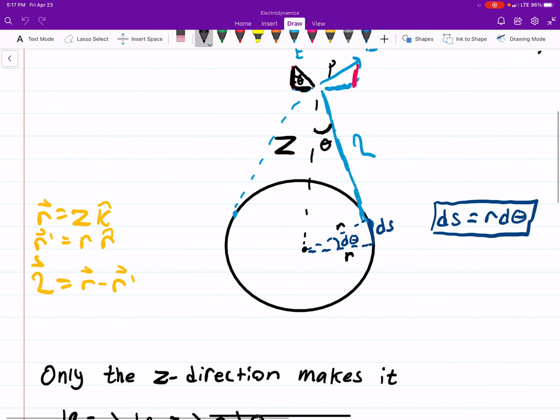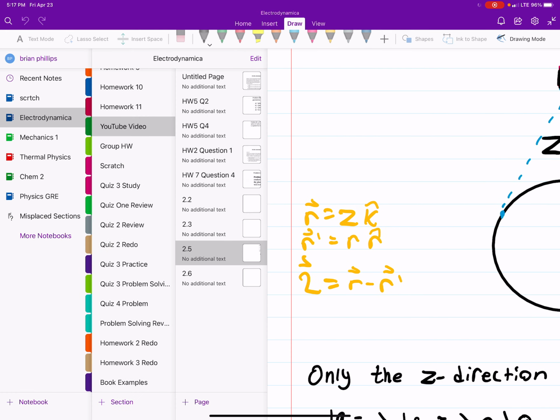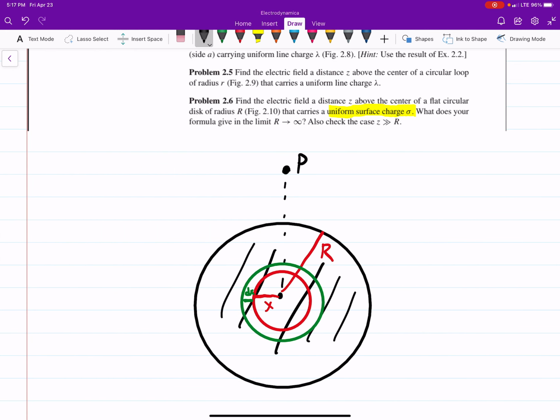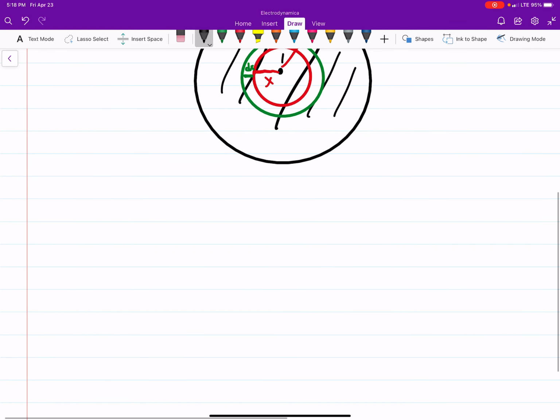As before in the previous problem, you could think of it like a ring. The difference here is this is no longer like a ring. This is an actual circle, like a filled-in circle. I just drew a picture with a point P above, and the big difference is now we're going to have to integrate through this circle because of the surface charge density. Now, just like before, there would only be an E field in the z direction, and that's still true.